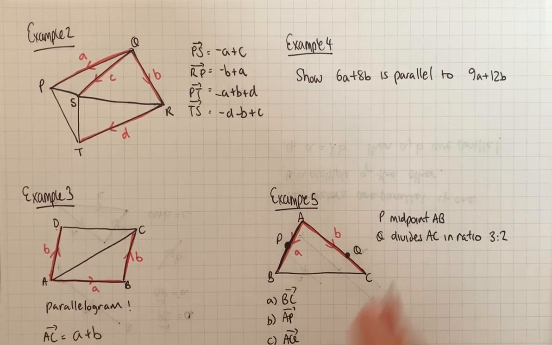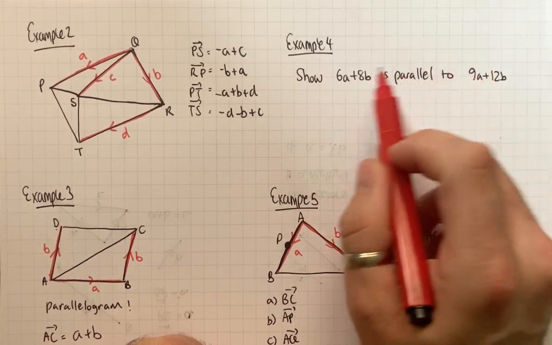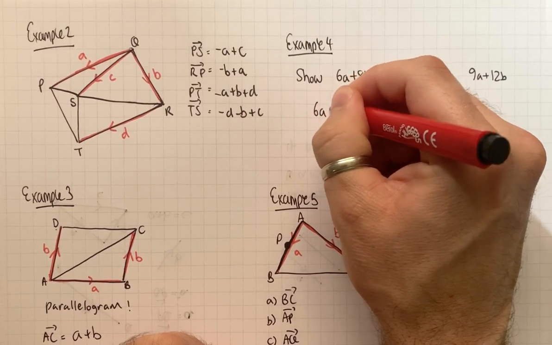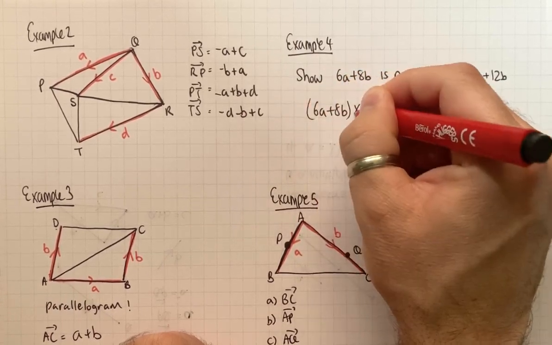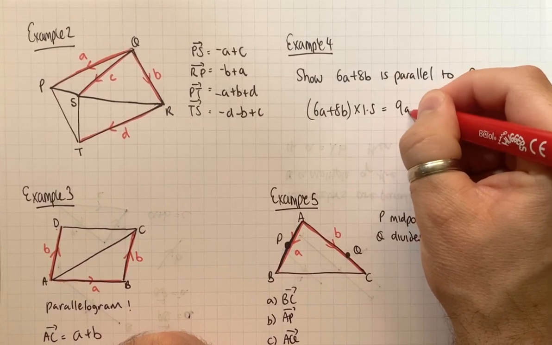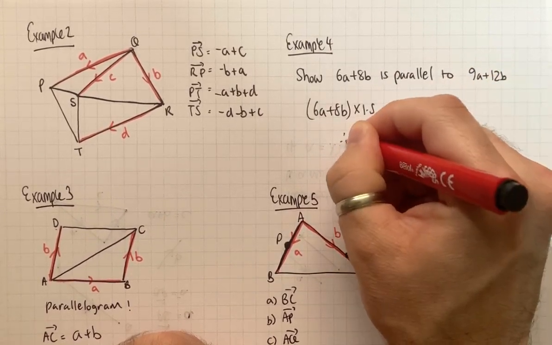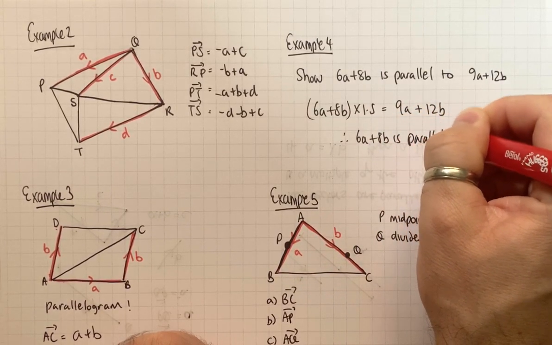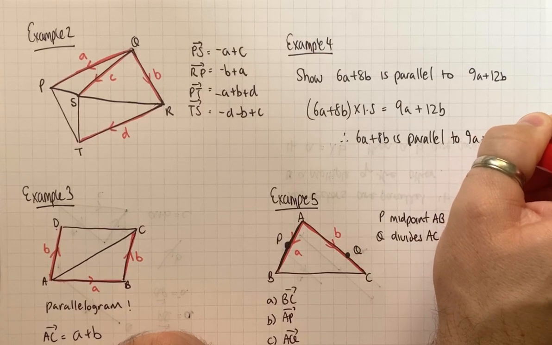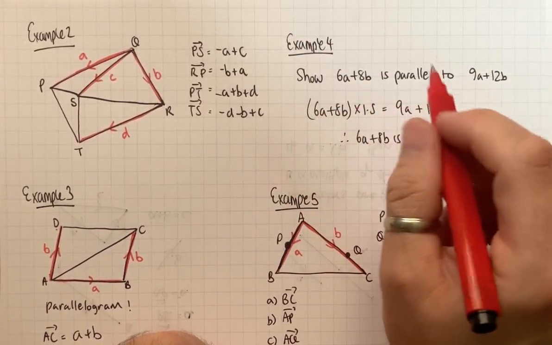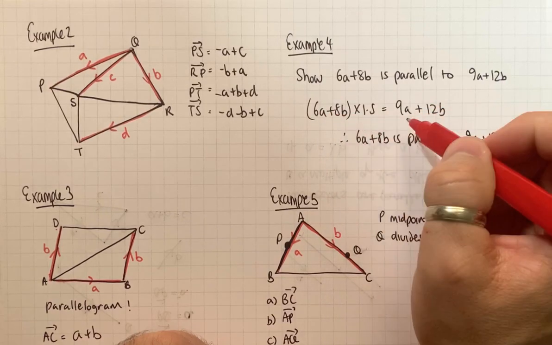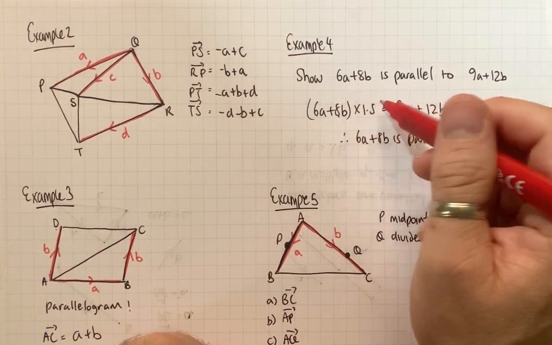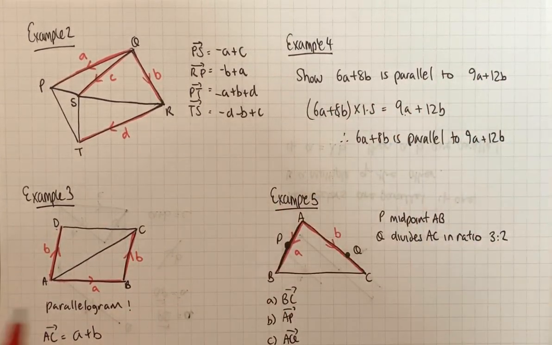On to example 4, I just need to show these two vectors are parallel. All I need to do that is to show one is a multiple of another. So if we take 6a plus 8b and times it by 1.5, you'll get 9a plus 12b. Therefore, 6a plus 8b is parallel to 9a plus 12b, because the one vector is a multiple of the other. If we'd had to multiply 6 by 1.5 to get 9, but then 8 by 2 to get this one, then they would not be parallel. It's got to be the same factor for all of the corresponding vectors.